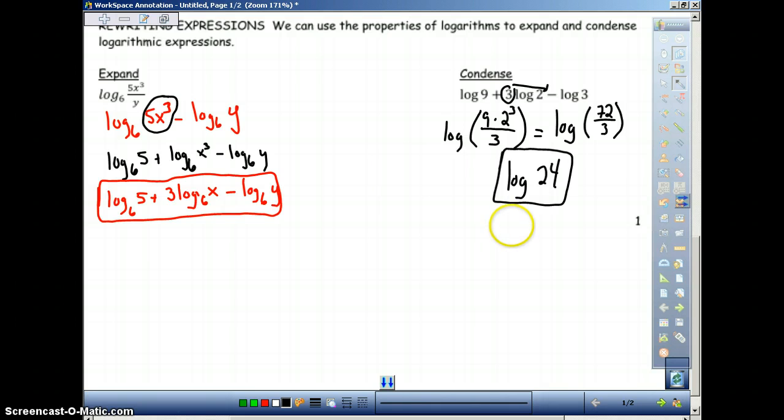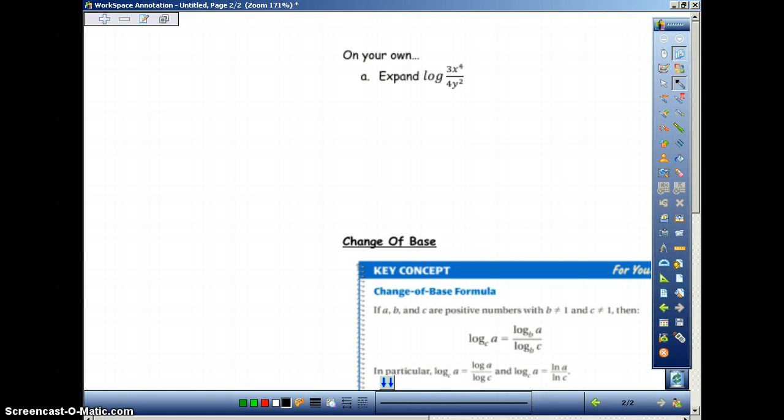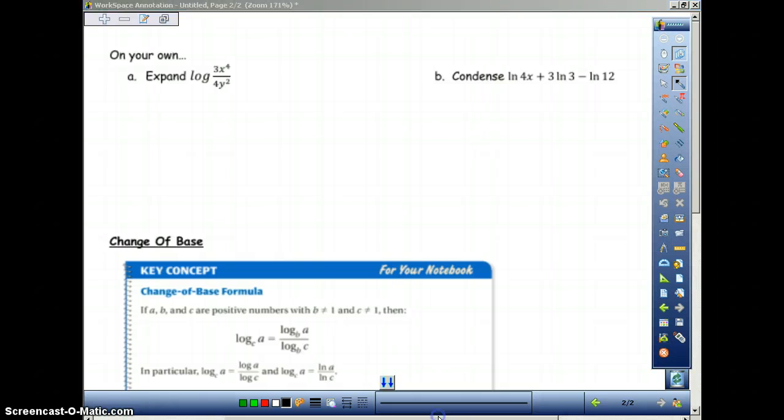Okay, so on the next page, I want you to do these on your own. Again, I'm going to pause it in about 5 seconds. When you're ready to check your answers, hit play.